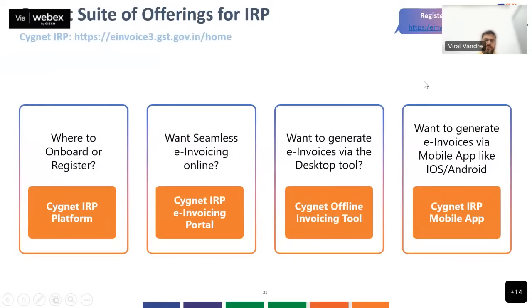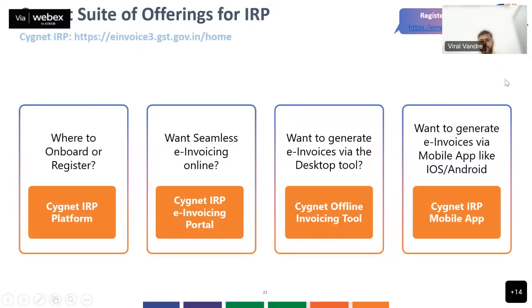Next, yeah. So these are the offerings where you will be able to onboard. We have the Signet IRP platform, which is a configuration portal where the taxpayers can basically onboard onto Signet IRP. In case you want to generate e-invoices and you want a seamless integration with your ERP systems, in this case, we have an e-invoicing portal for you.